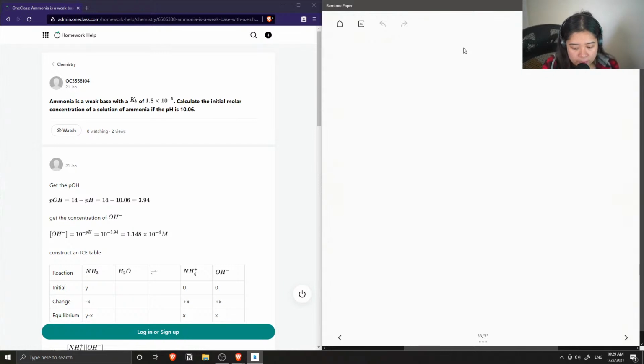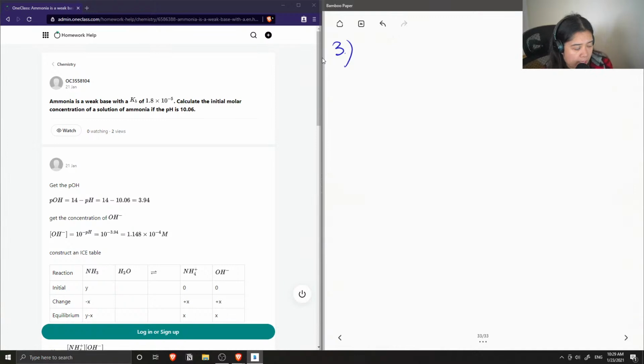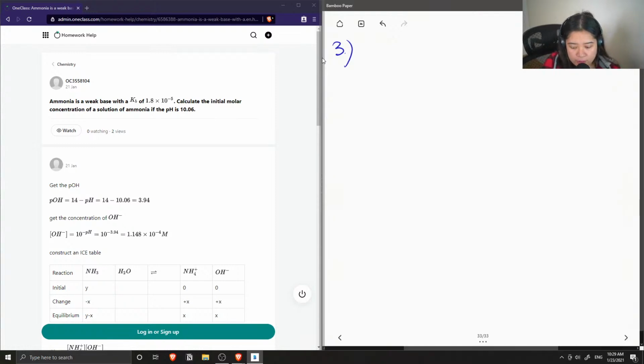Okay, so question number 3. Ammonia is a weak base with a Kb value of 1.8 times 10 to the negative 5. Calculate the initial molar concentration of a solution of ammonia if the pH is 10.06. Okay, so first let's write out the reaction between ammonia and water.